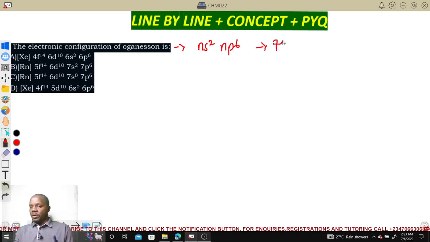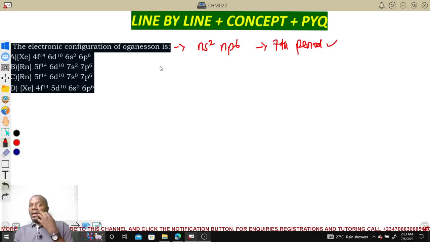Because it's in the 7th period, it will be 7s2 and 7p6. You know that. Another thing is that the d orbital is completely filled, so maximum is 10. The f orbital is also completely filled. And you go with the closest noble gas. The closest noble gas is what we talked about, radon. So radon plus f orbital completely filled, d orbital completely filled, then 7s2 7p6 in the 7th period. And that is why this is the answer to that.